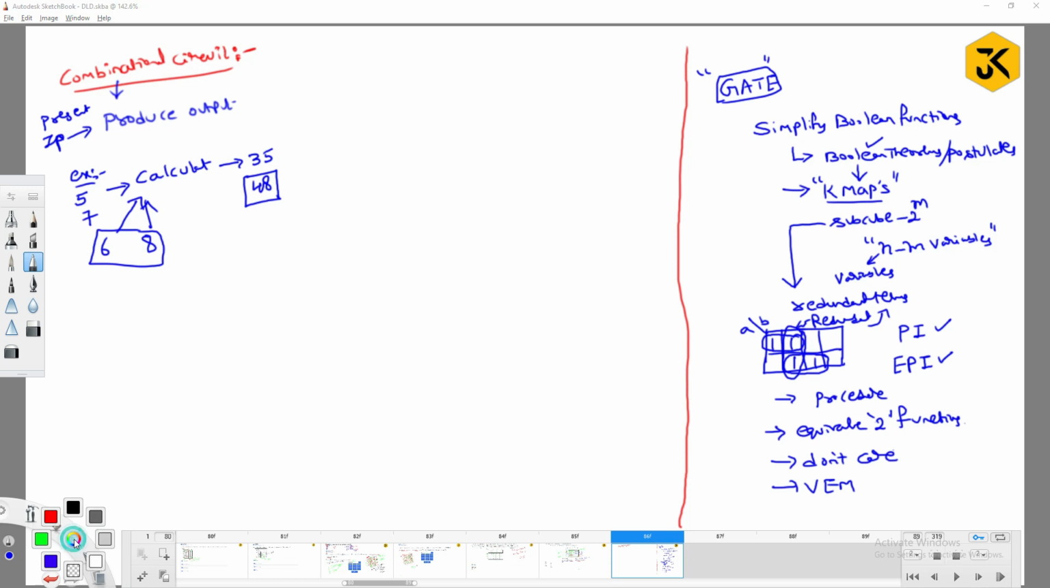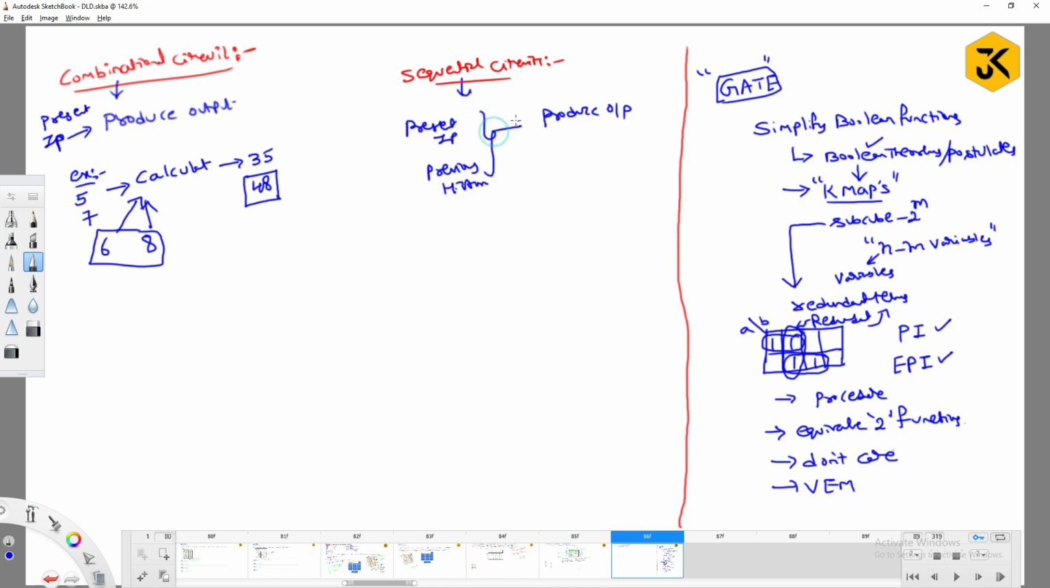Whereas another kind of circuits are sequential circuits. Sequential circuits are going to follow a sequence, meaning that before producing output, they are compulsorily going to think about the present input as well as the previous history. These two will yield the present output.